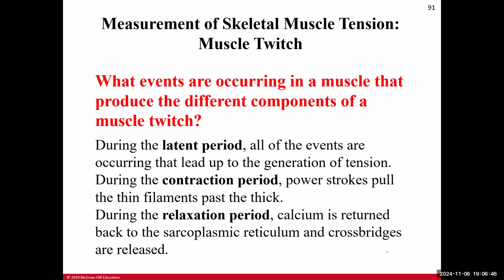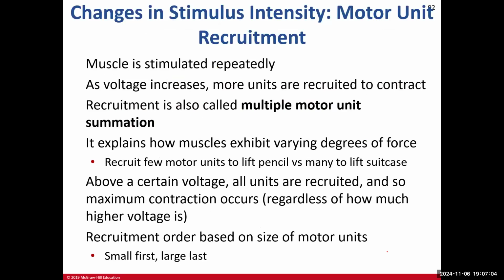Then we have the actual contraction, where we get the cross bridge formation, shortening of the muscle fibers there, followed by the relaxation period where we disengage those cross bridges, and then we get the actual relaxation occurring because calcium is leaving the sarcoplasm. Okay, so now what we're going to do is, instead of tapping that button once on our voltage meter there, we're going to tap it repeatedly, and we're going to see what happens.